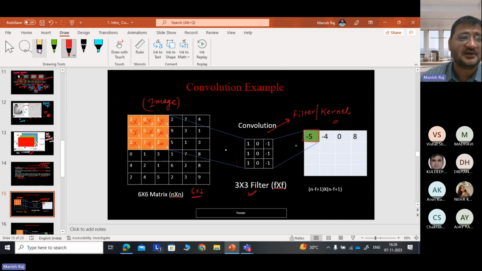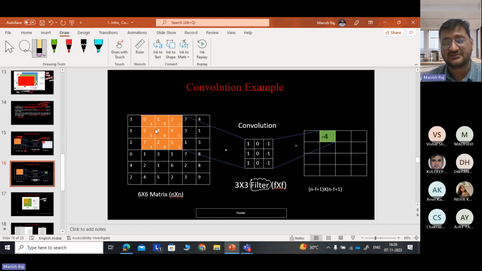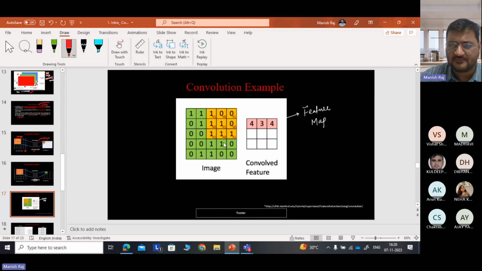Then the second thing, you will shift in this direction. Again, you will do that exercise. You will multiply these things, and after adding, you will get some answer and you will put it here. Again, you will shift. ये लास्ट में मैं दिखा रहा हूँ, ये एग्जांपल, you can see this GIF. So after shifting you are getting this. This is the feature map.